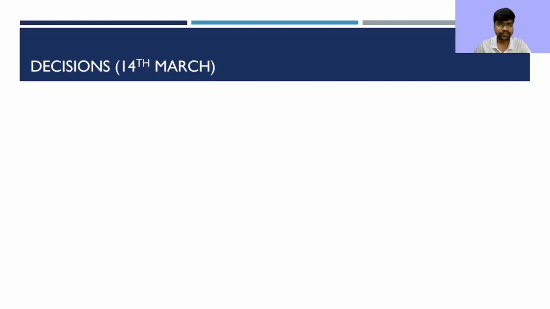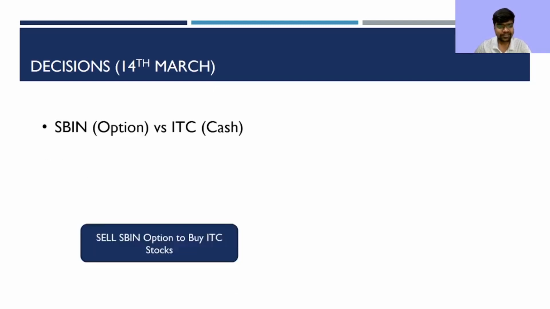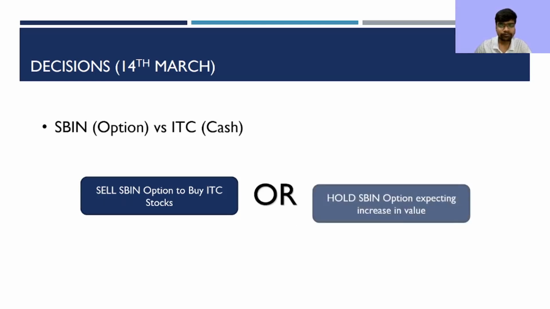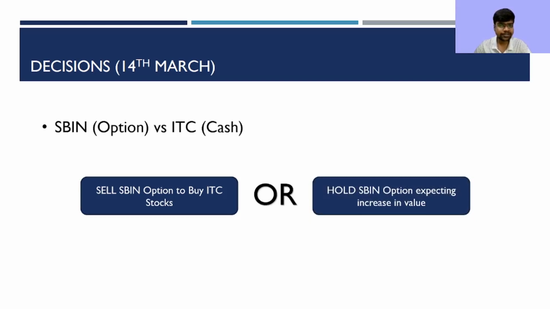So coming to our decisions, on 14th March we faced a dilemma of whether we should sell the SBI option to buy ITC stocks, or whether we should hold the SBI option expecting the price of the contract to rise, since currently we are facing a huge mark to market loss on the option. And my decision was to hold the option instead of buying the ITC stocks.